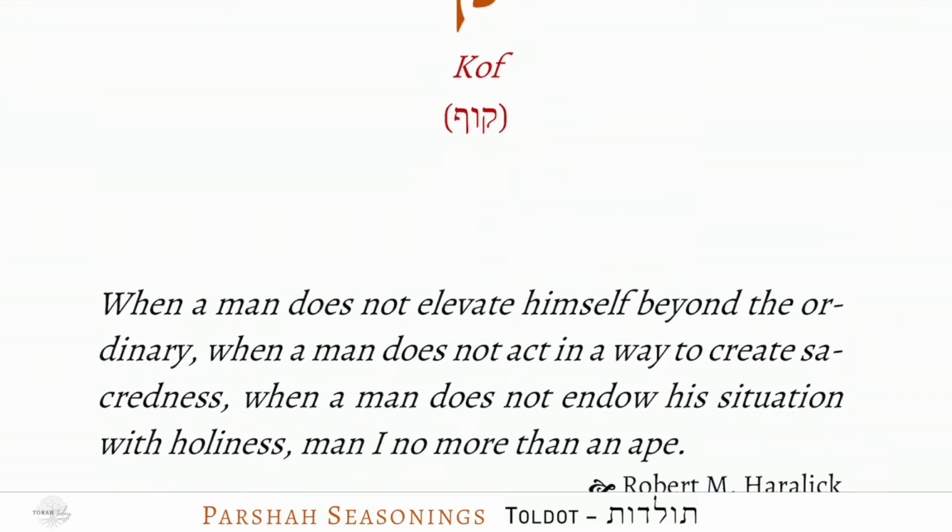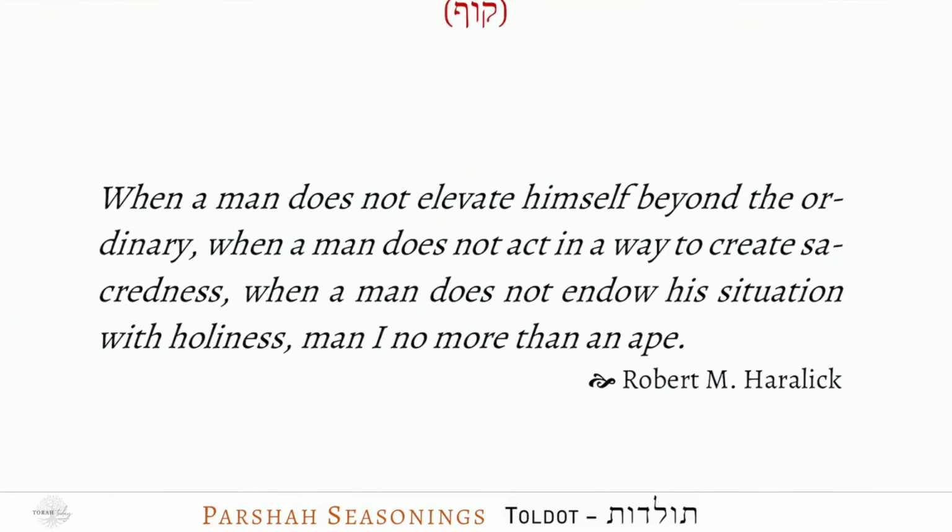But in regards to Kof, I would like to quote, I want to call him rabbi, though he was not technically a rabbi. He wrote some beautiful books called The Inner Meaning of the Hebrew Letters, Robert M. Harlech. And he says about this letter, when a man does not elevate himself beyond the ordinary, when a man does not act in a way to create sacredness, when a man does not endow his situation with holiness, man is no more than an ape. And I apologize for the misprint. Man is no more than an ape. I want to be more than an ape. I'm sure you do too.